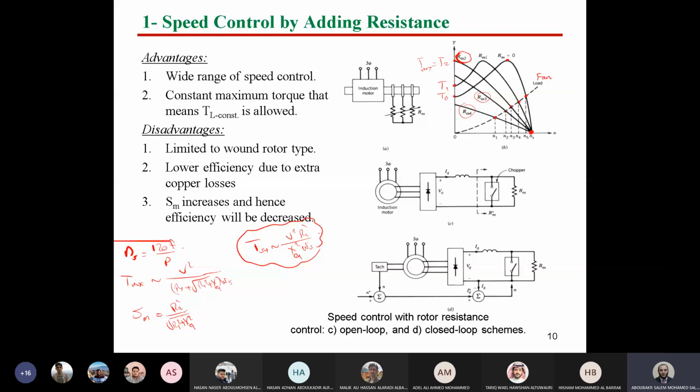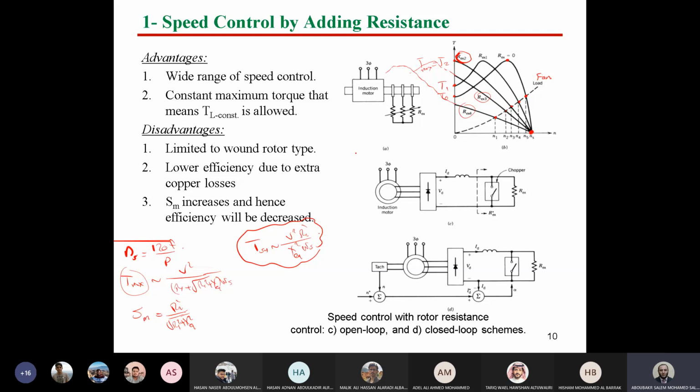Right. What about T maximum? T maximum is not proportional to R2 prime. Right or wrong? So if we change the value of R2 prime, we'll find T maximum is constant. As you can see here, for all of the curves, the maximum torque is constant. So if you would like to extend this line, it will be like that. Another line will be moving like that, and so on. So this now represents the characteristics by adding resistance.